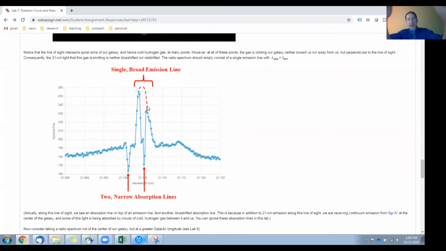And some of that extra radio light is being absorbed on its way to us by the exact same cold neutral hydrogen. So we do see an emission line, but superimposed on top of it, we see a narrower absorption line. Again, we'll only see that along this line of sight. In fact, we see a second absorption line, which corresponds to a cloud of cold hydrogen gas between Sagittarius A star at the center and us. And this cloud must be moving towards us because it's producing a blue shifted absorption line.